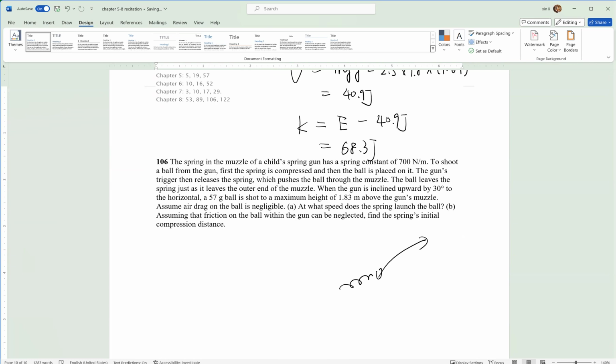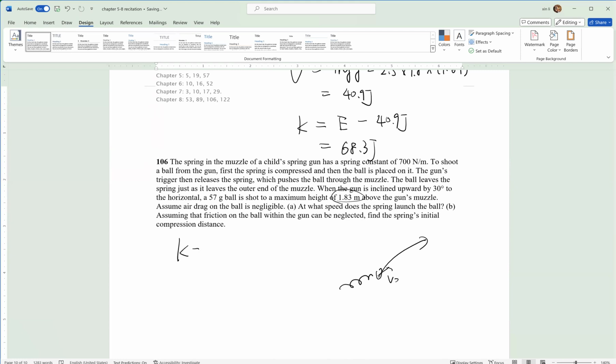Okay. So what we are going to have is the ball leaves the spring just as it leaves the outer end of the muzzle, and then the gun is inclined 30 degrees to horizontal. A 50-gram ball is shot to a maximum height. So this is the maximum height. Be very careful, okay? From the gun's muzzle, and assume friction on the ball is negligible. So what speed does the spring launch the ball? So I'm going to calculate V initial here. And assuming the friction on the ball within the gun can be neglected, what is the initial compression distance?